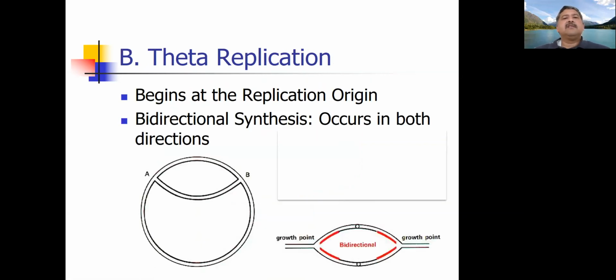Now, replication begins at the origin, right here. This is the letter O for origin. Sometimes in other diagrams, you'll see it as ORI for replication origin. And from the replication origin, there is bidirectional synthesis. That is to say, DNA synthesis occurs in both directions, that the copying of the DNA starts here and then it goes both to the left and to the right in this diagram. When it first starts out, it looks kind of like this in an ideal situation. And because this looked like the Greek letter theta to someone, we also call this theta replication.